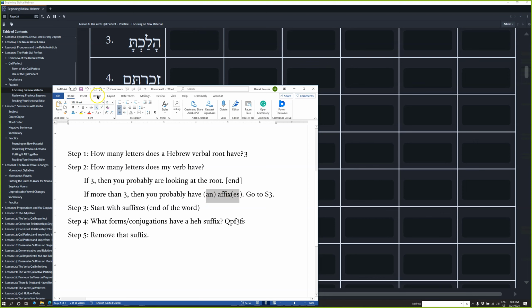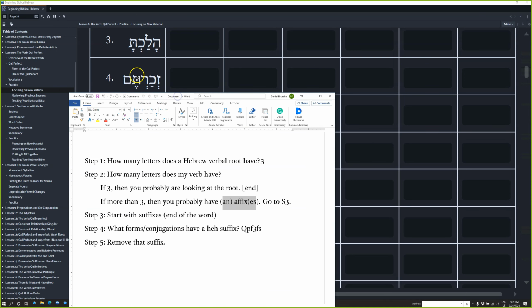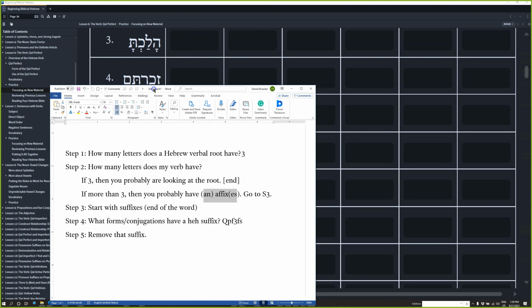Step 3, start with your suffixes at the end of the word and ask yourself, in this case, Qal Perfect, what verb form adds a mem to the end? And we don't have any that add just a mem, but we do have one that adds a tav segol mem. In the Qal Perfect 2MP form, we get this tem suffix. All right, well, we just so happen to have a tav segol mem here. So let's take that off.